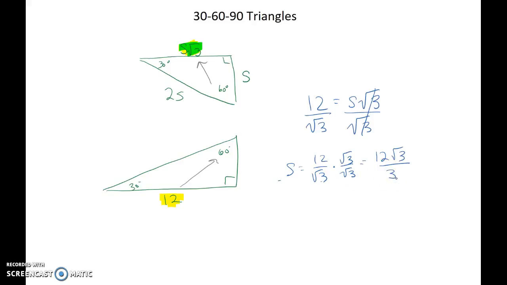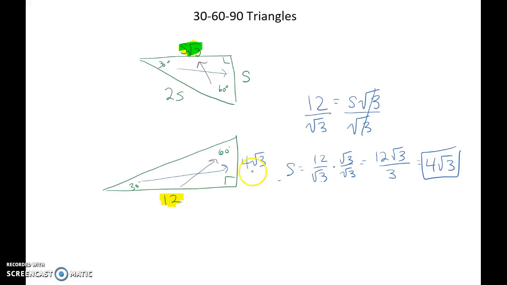Now this is still not done because 12 over 3 can reduce, right? What is 12 divided by 3? Well, it's 4. And this is your final pretty answer for s. Now where does s go? Is it going short leg or is it going hypotenuse? Well, if you look up on the picture, the s is the short leg. It's across from the 30. So I'm going to put the s right here, 4 root 3.